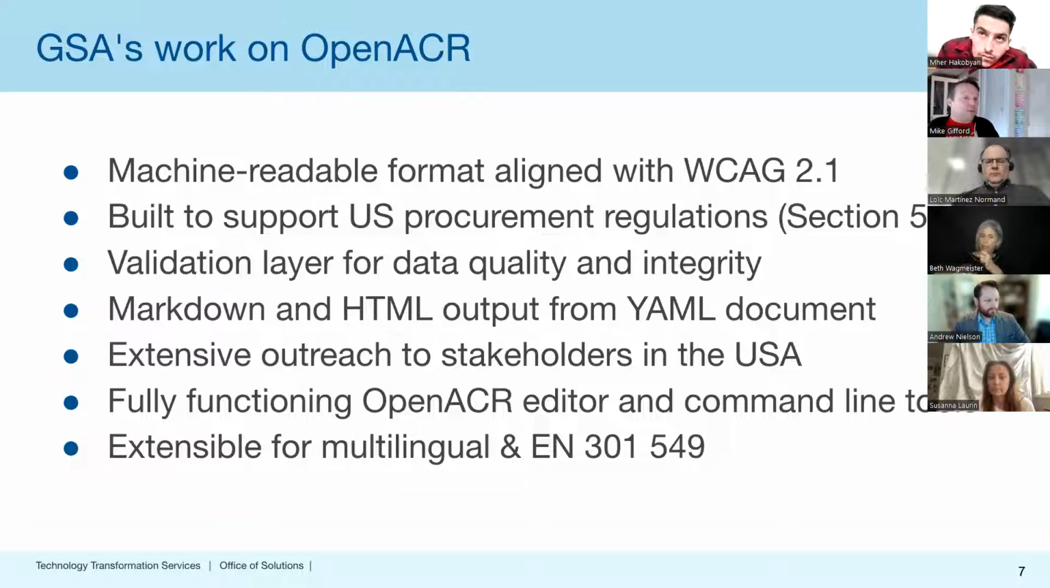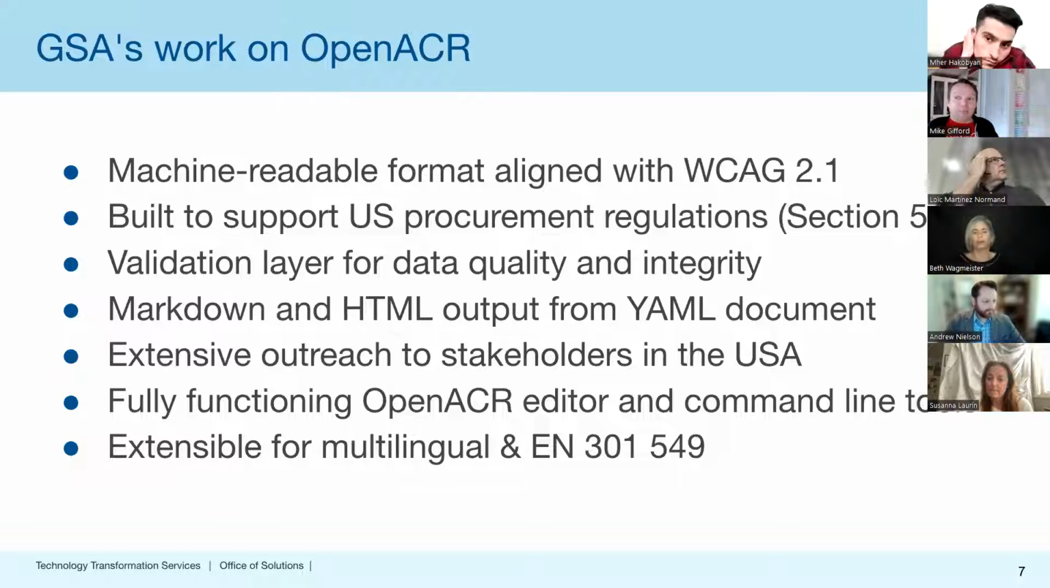The initial scope of this project was very much focused on the US procurement structure and its regulations around Section 508. But it's very clear that VPAT has worked to embrace an international approach. And that's something we'd like to extend and build on so that it's easier for everyone to have a common global approach to accessible technology.